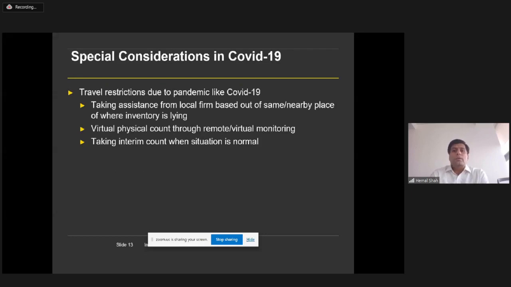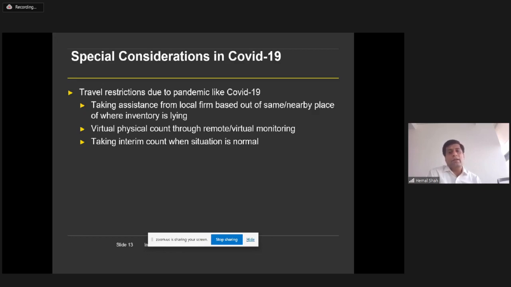COVID-19, in the last couple of years, we have seen the entire world in a different scenario because of travel restrictions. The auditor is not able to do physical verification directly, and that poses a significant challenge. So how do we do physical verification if there are travel restrictions and the auditor is not able to travel? Again, there is no fixed answer. Definitely, first of all, if it is possible, the auditor should travel. But if it is not possible, then what should the auditor do? In that case, the first point is the auditor can take help of a local firm based out of the same vicinity.